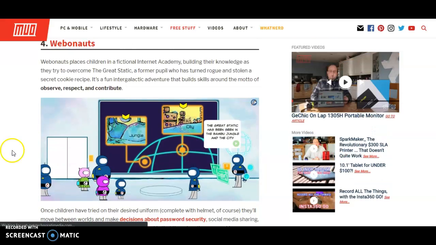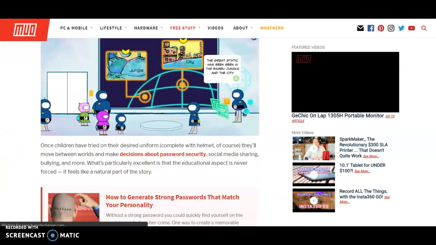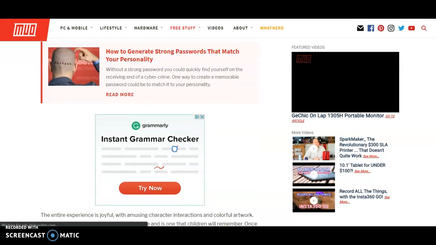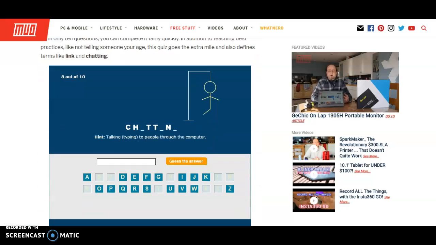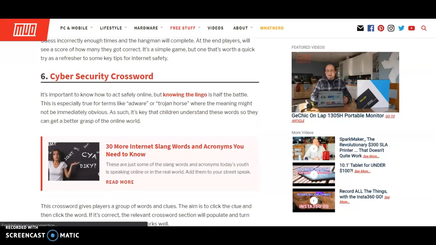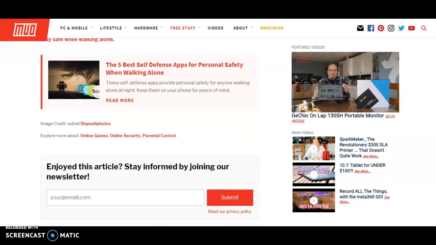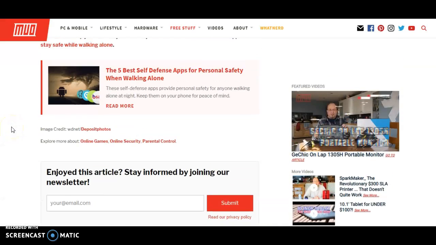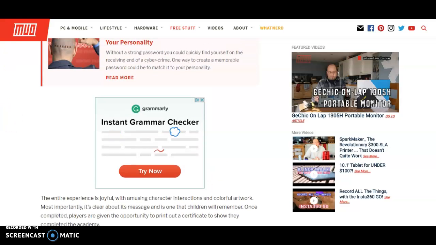Webonauts. This would be for younger children. It is a fictional internet academy that helps build their knowledge, making smart choices. Internet Safety Hangman, maybe for older students. Crosswords for older students. This website really does have a lot of important and interesting information to share with your students. This is just one of the many things that you can find online about cyber safety.